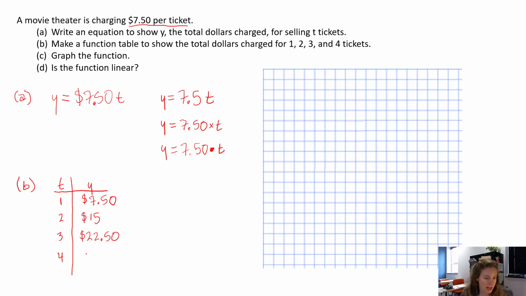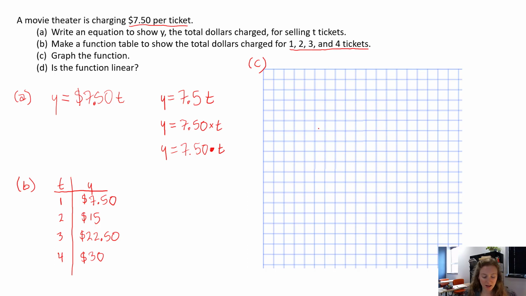And then the last one we were asked to do here, our final input, is 4 tickets. So 7.50 times 4 tickets will give us $30. All right, and that is our function table. We are showing the total dollars charged for 1, 2, 3, and 4 tickets. Now in part C, we're asked to graph the function. So let's give that a try.